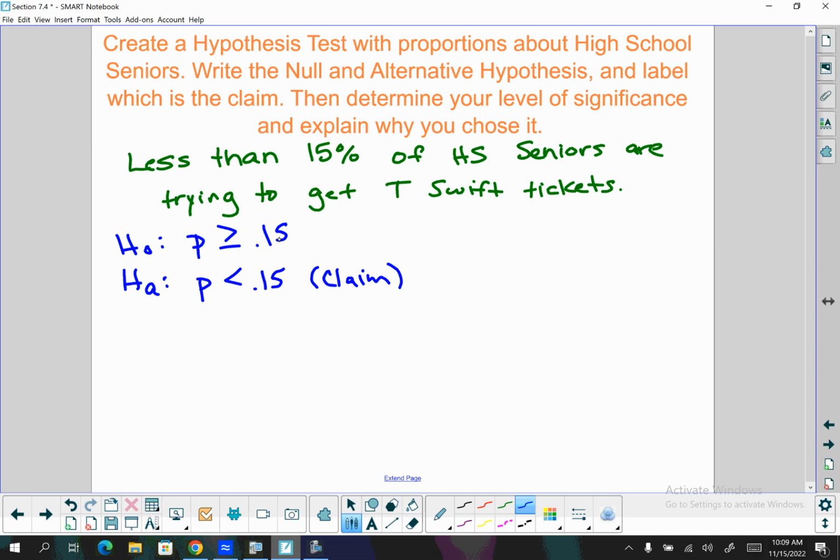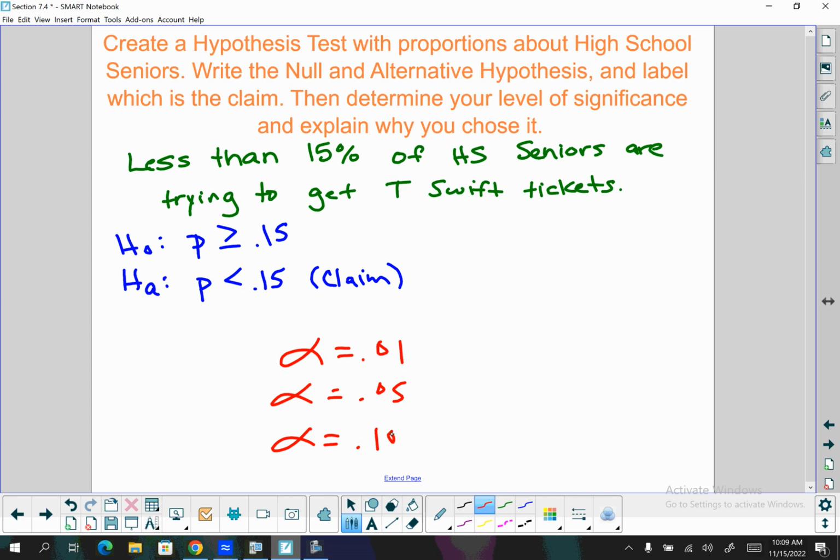Okay, the other thing that we have to think about is our level of significance. Now, if I were picking a level of significance for these problems, I for sure would pick one of these three because in statistics they're the most common, but they're also ones that you have z-values for in your chart already, so it's less work.